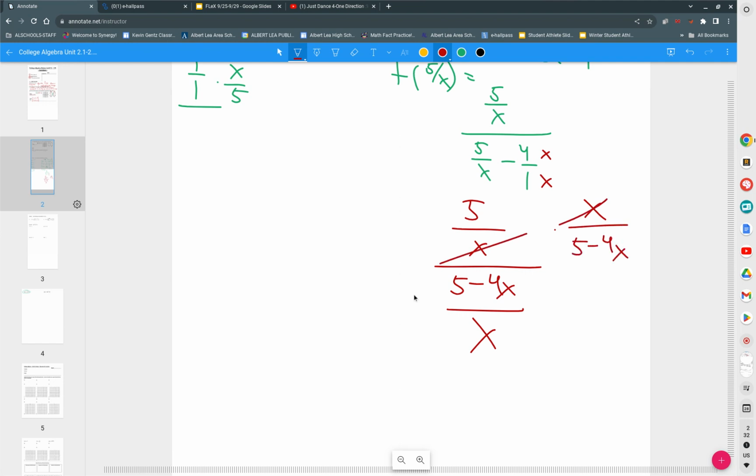The x's cancel, and we get 5 over 5 minus 4x. And that's the result. That was a little bit more complicated.